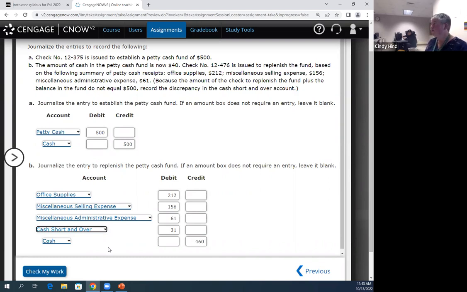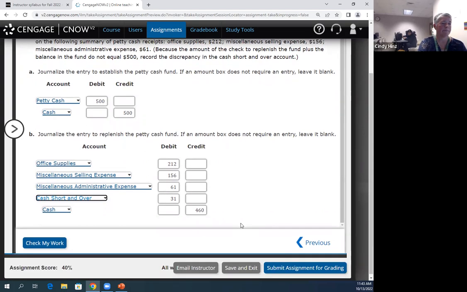I would suggest if we don't use it already for some other purpose, we would not want to use it for this one purpose, and we would just call it miscellaneous. And so that is how we would use the petty cash fund.